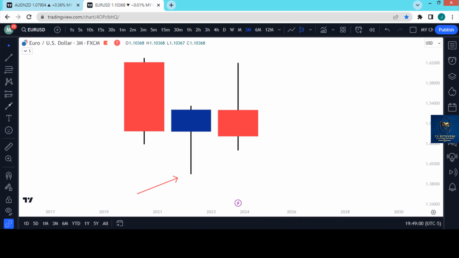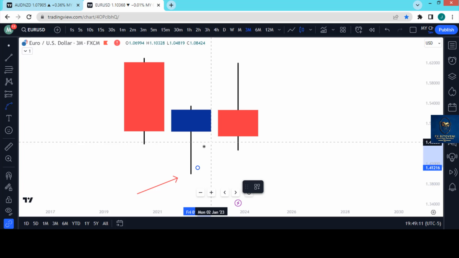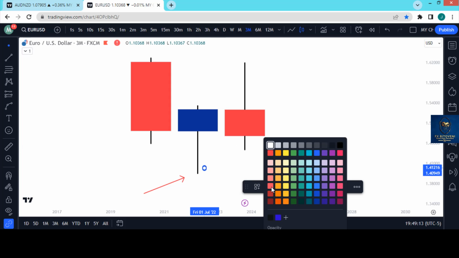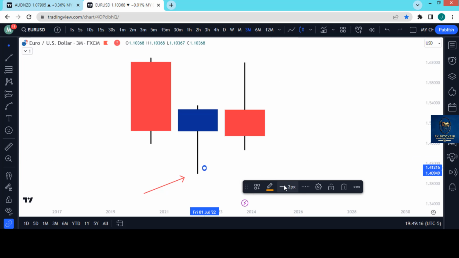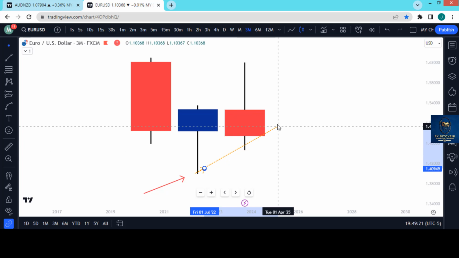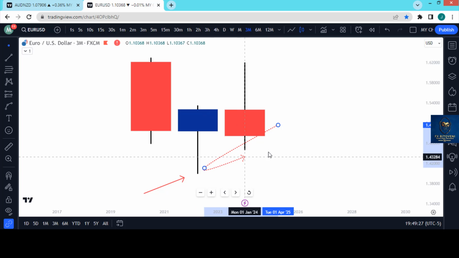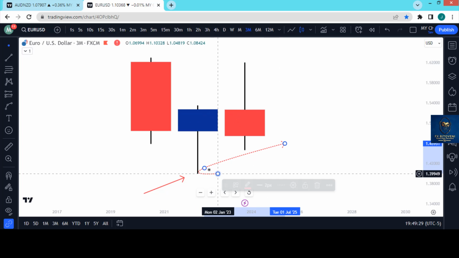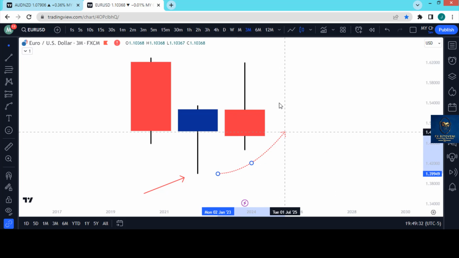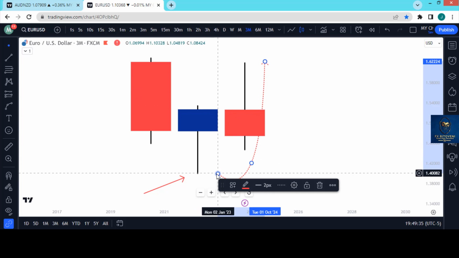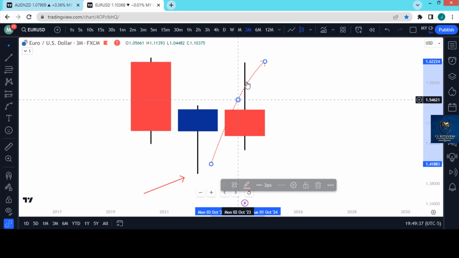As you can see on this chart, the market traveled all the way to the top, folks. I'm trying to draw something so that you can see it. As you can see from here, the next candle was trying to push higher all the way here.